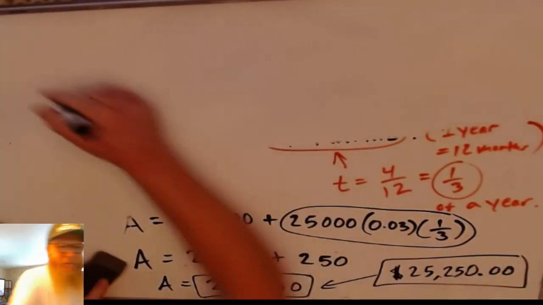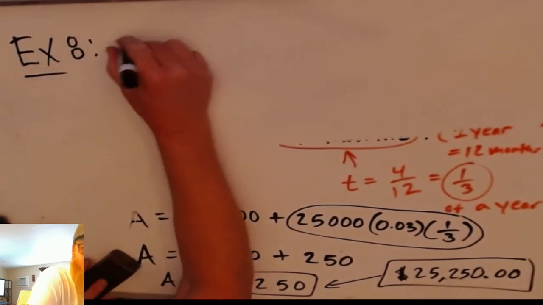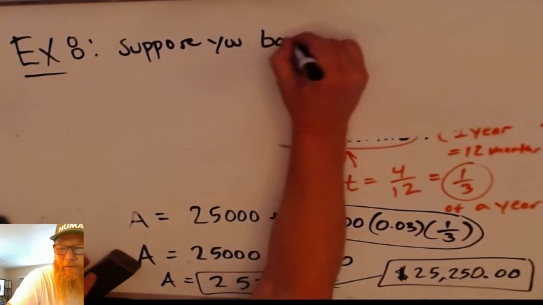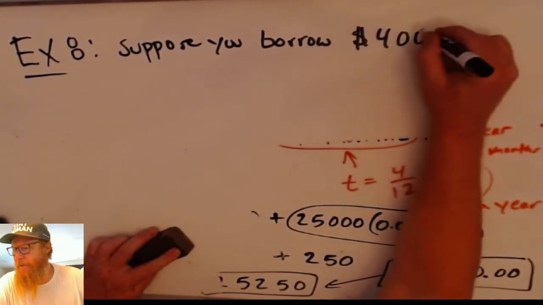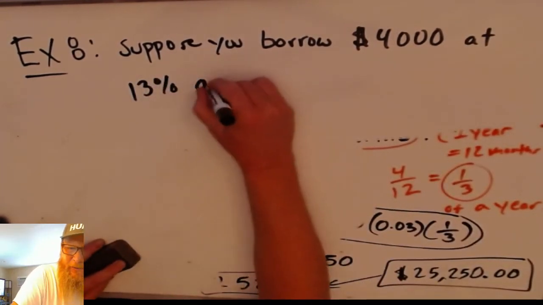All right. Let's go back to borrowing. Suppose you borrow $4,000 at 13% annual interest.